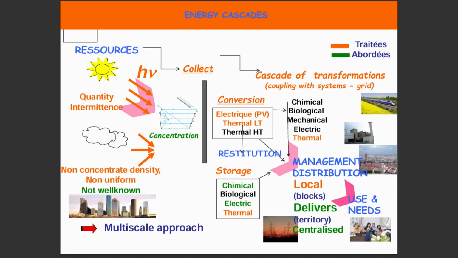So this is an illustration. There are many ways to store, to convert energy: in mechanical, in thermal at low temperature, thermal at high temperature, in chemical, in biological, and so on and so on. So there are many options to answer the final use, even if you are coupled to the grid.